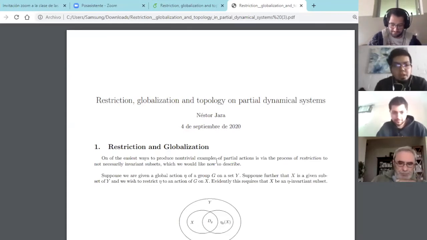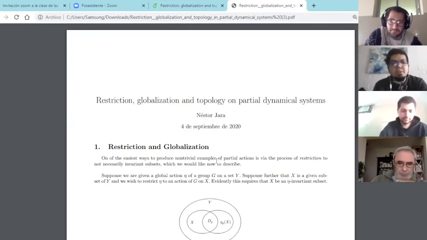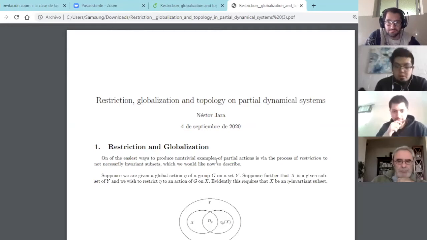So today I will talk about the restriction and globalization of partial dynamical systems, and then I will talk about the topology in partial dynamical systems. This corresponds to chapters 3 and 5, respectively, of Exel's book.